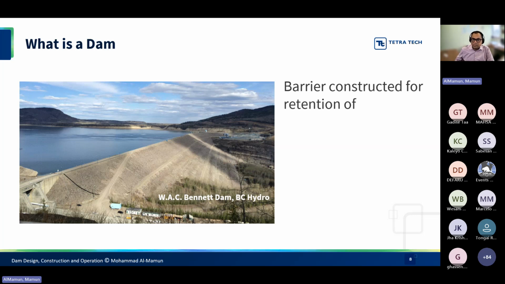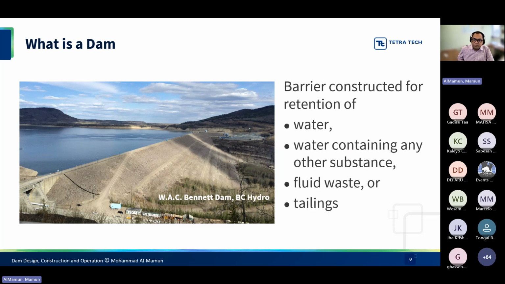So what is a dam? By definition, we have a specific definition in Canada, but we also have a definition for different jurisdictions, because dams are regulated by the province. Although we have some federally owned dams, there is no federal legislation or anything.